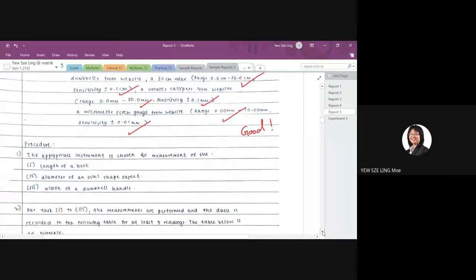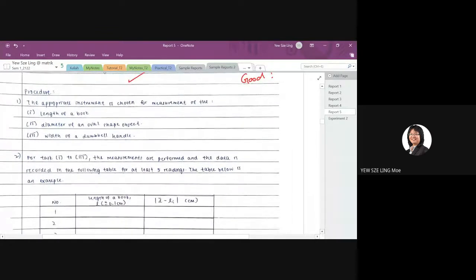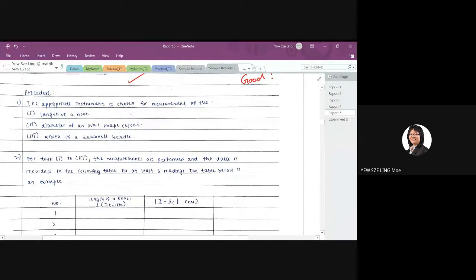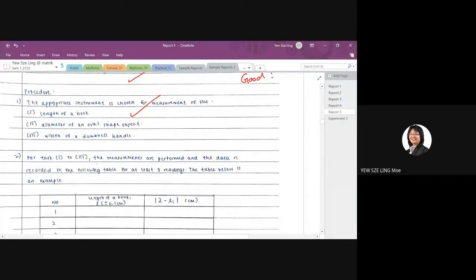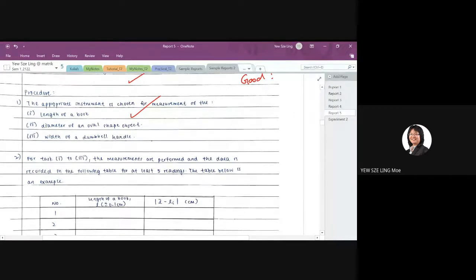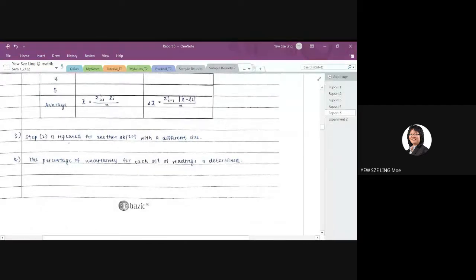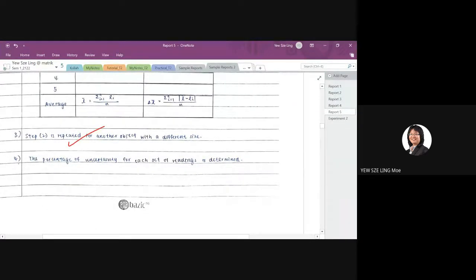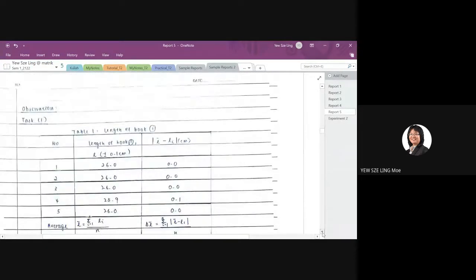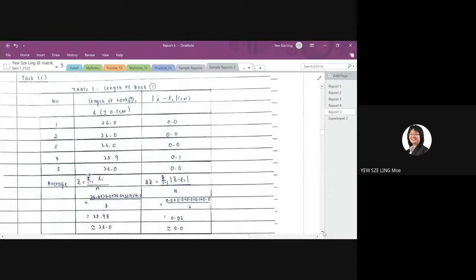Procedure: the appropriate instrument is chosen for the measurements, correct. For task 1 to task 3, the measurements are performed and the data is recorded. Then step 2 is repeated for another object with a different size. Good. And then the percentage of uncertainty is determined. Good. Now this one, I want you guys to check it for me.